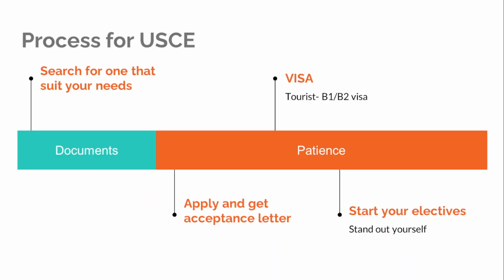So what is the process for USCE? You source one that suits your needs, then you collect your documents, and then you apply for the USCE. You pay the fees, and then you get the acceptance letter. After getting the acceptance letter, you apply for the visa. The visa that you generally get for USCEs is the tourist visa, that is the B1, B2 visa. Then you start your electives, and you stand out in the electives. In this whole process, the main thing you want to have is patience.